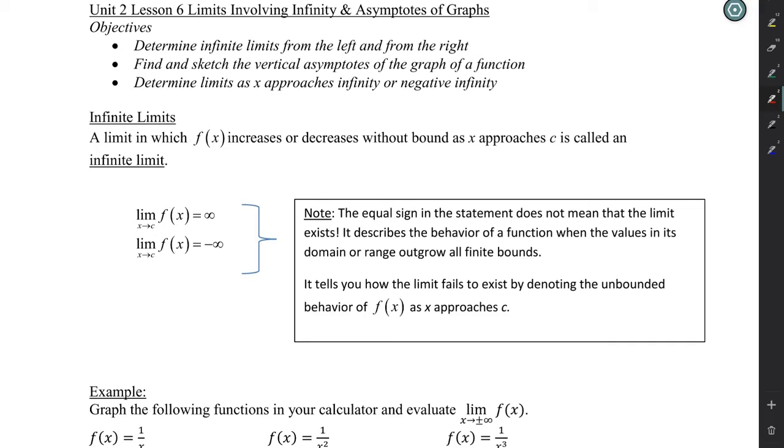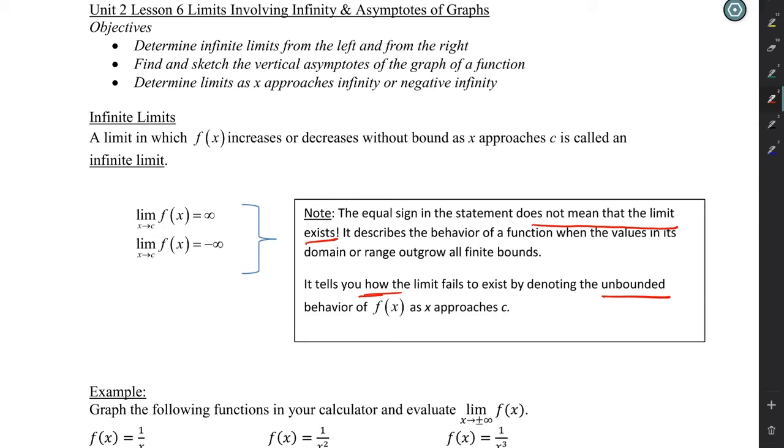So here I've written down the limit of f of x as x approaches c equals infinity or negative infinity. Now it's important to note that the equal sign does not mean that the limit exists. It just describes the behavior of the function when the values in its domain or range outgrow all finite bounds. So it tells you how the limit fails to exist.